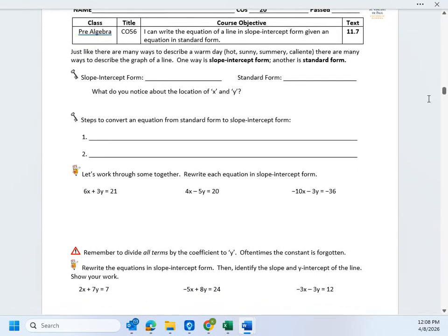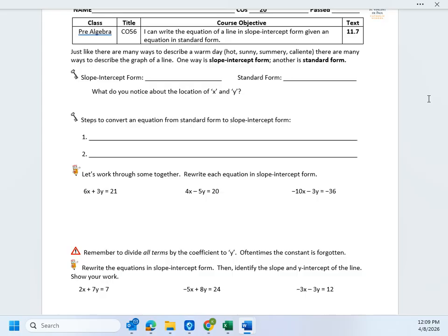Good afternoon. We are continuing on working with that slope-intercept form. Today we are doing Co56. I can write the equation of a line in slope-intercept form given an equation in standard form.